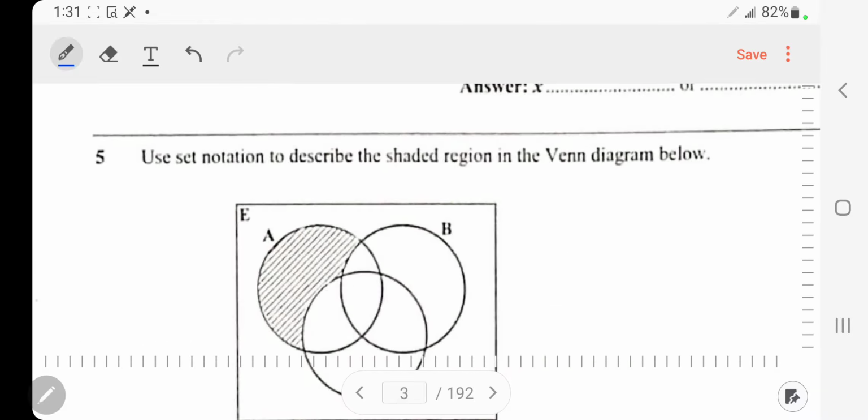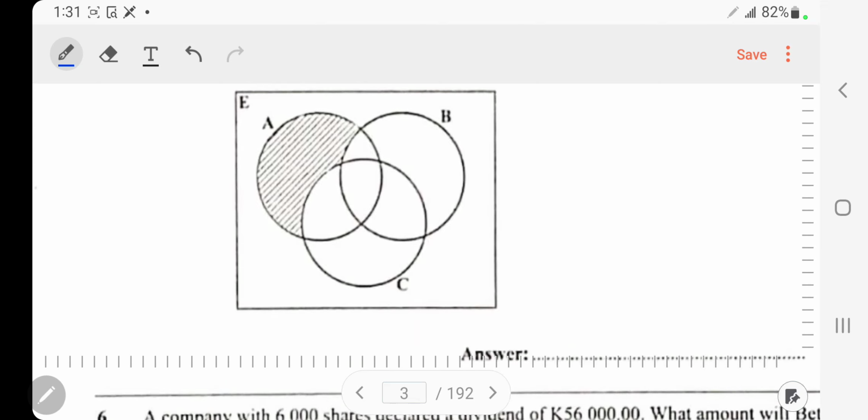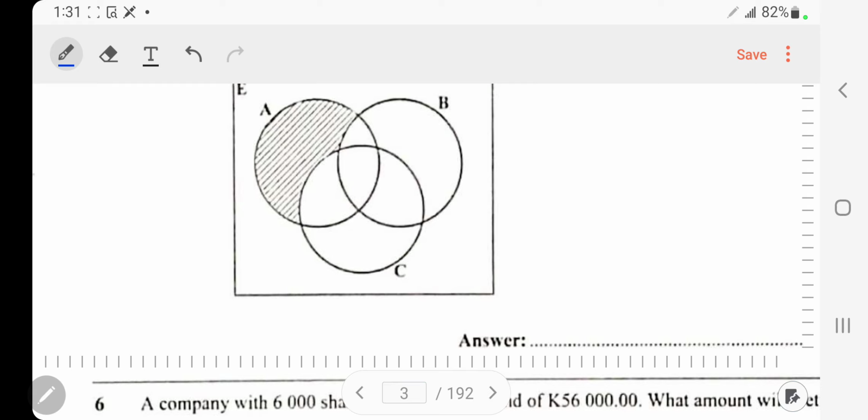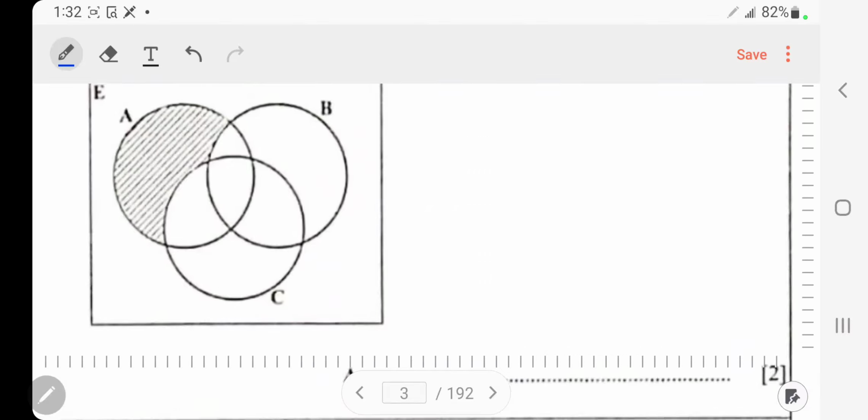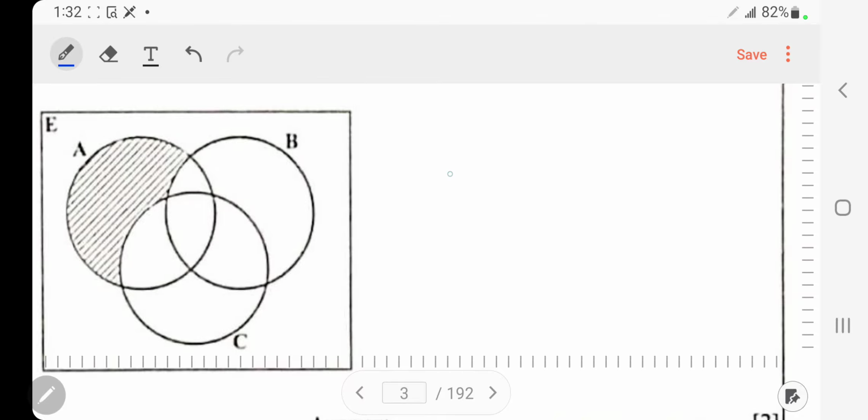Then we have been told to use set notation to describe the shaded region in the Venn diagram below. So how do you solve that one? Firstly, you identify which parts are not shaded. You will realize that B and C are not shaded completely. So this simply means that automatically our B union C should not be shaded. So we have B union C complement.